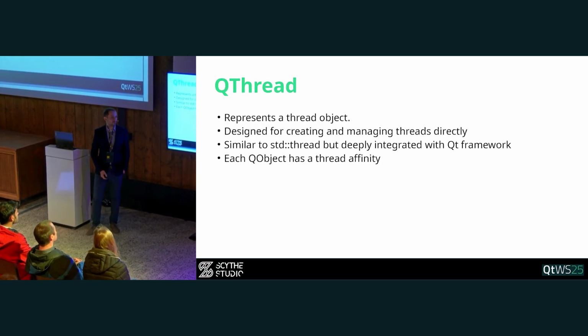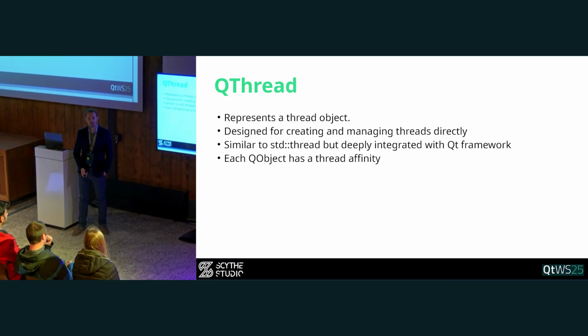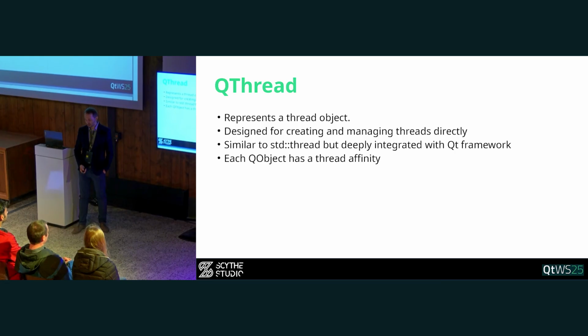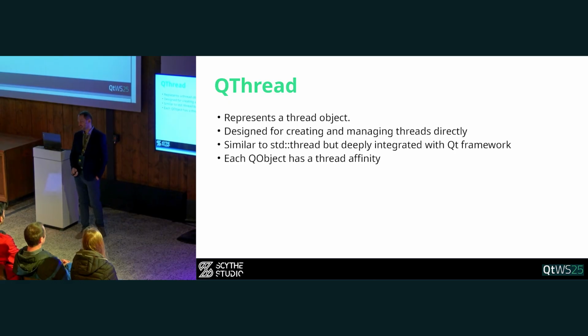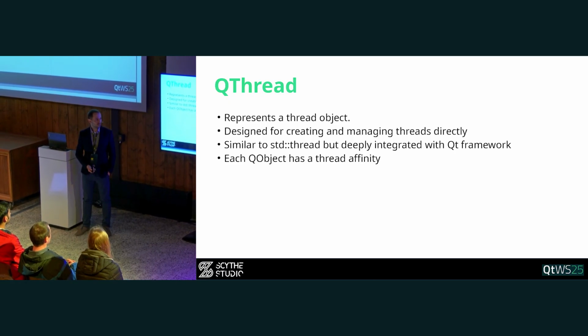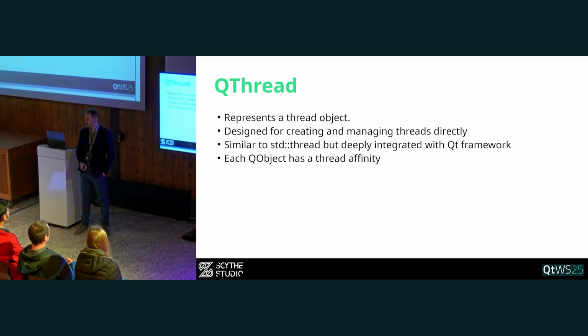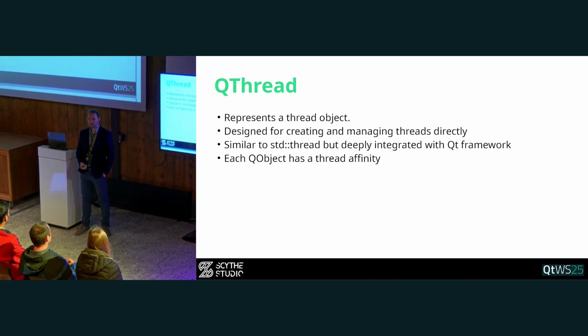So the building block of threading in Qt is, of course, the QThread class, which represents a thread from an operating system, and it allows you to create such a thread and manage it directly. It is older than std::thread, and it also has more features than std::thread. And it is also important to be aware that in Qt framework, every QObject has something which is called thread affinity, and basically it means that every QObject belongs to a specific thread.